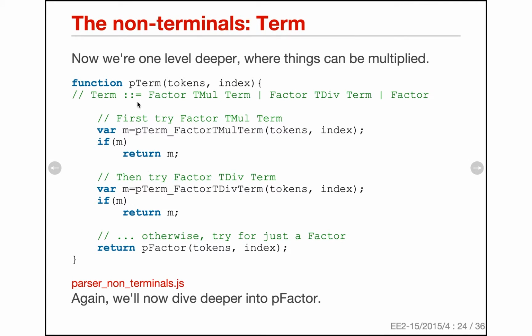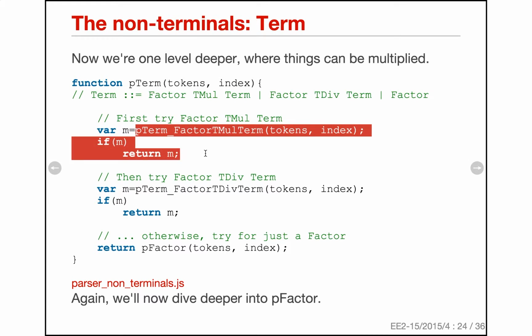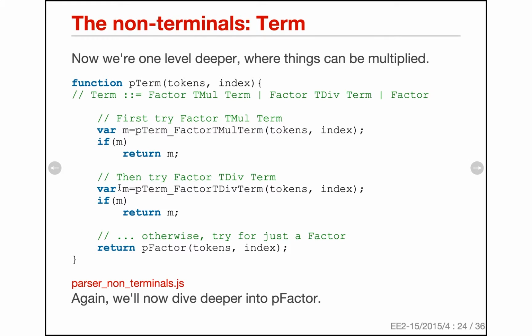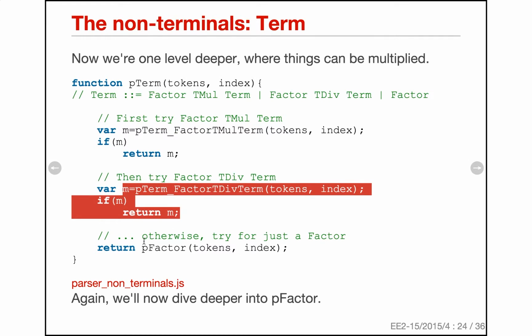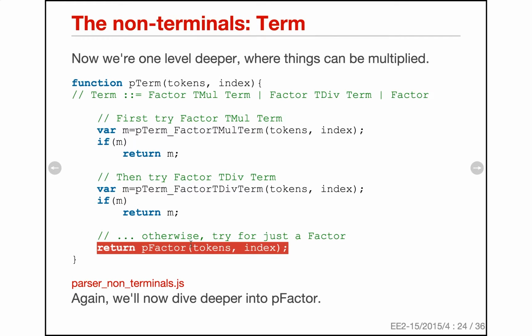For the term, we do the same thing. So a term can be a factor multiply term, it can be factor divide term, or just a factor. And we do the same thing again. We try the first production. If it matches, return it. If it matches, return it. Otherwise, this is our last effort. Just try and return this thing.